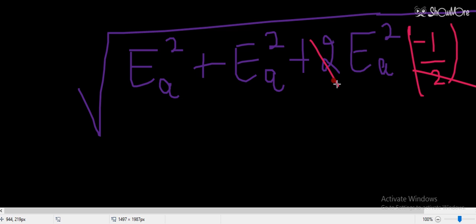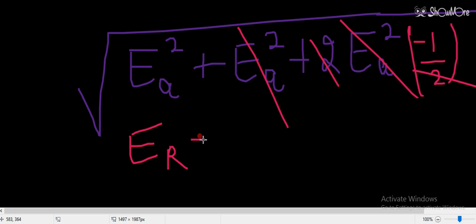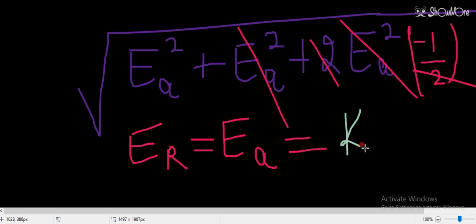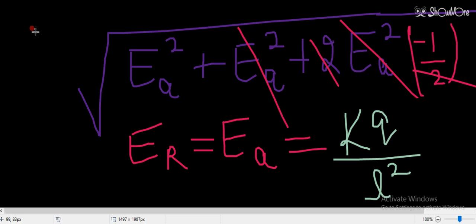This 2 will cancel out with this 2, and this is a negative sign, so one EA square will also cancel. So you will get the resultant equal to either one of the forces. Finally I get ER equal to EA, and EA is equal to K into Q divided by L square. So this will be the answer for the second part of the third question.